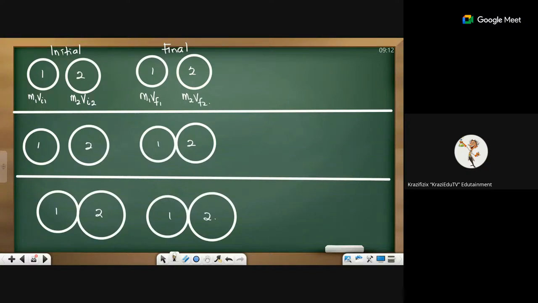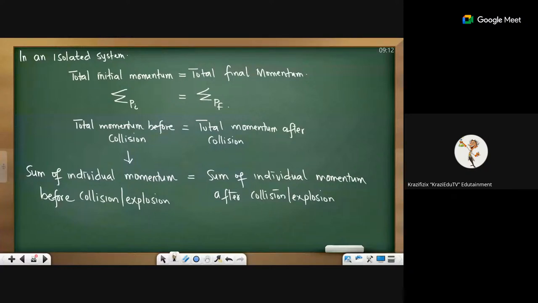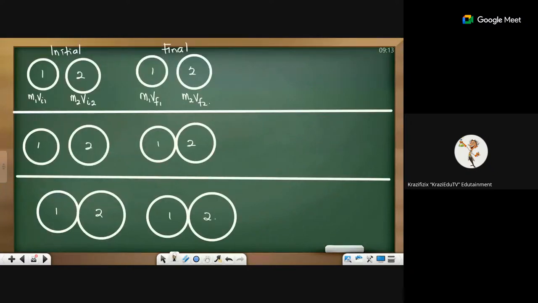Okay, let's create our formula. According to the law, in an isolated system, the total linear momentum must be conserved. The word conserved means must remain the same. The sum of individual momentum before collision must be equal to the sum after. Sum before will therefore be M1 VI1 plus M2 VI2. I have added the initial. But if this system is conserved, then it must be equal to M1 VF1 plus M2 VF2.